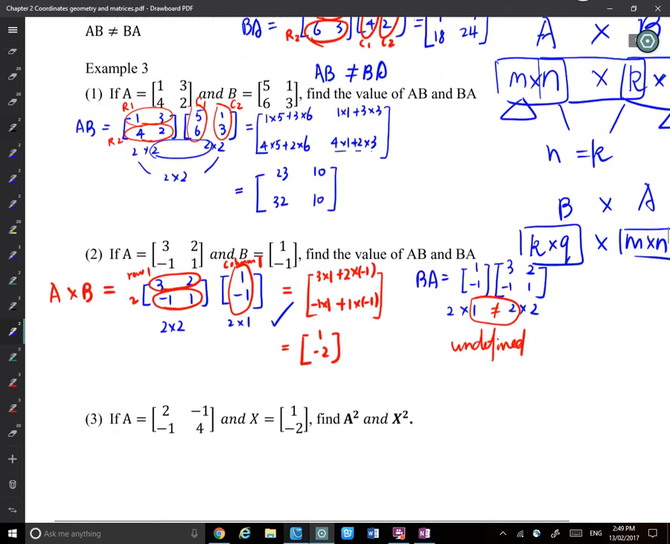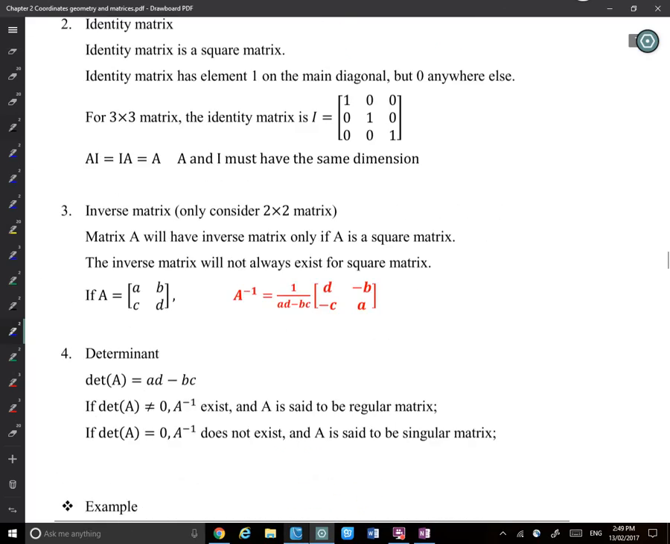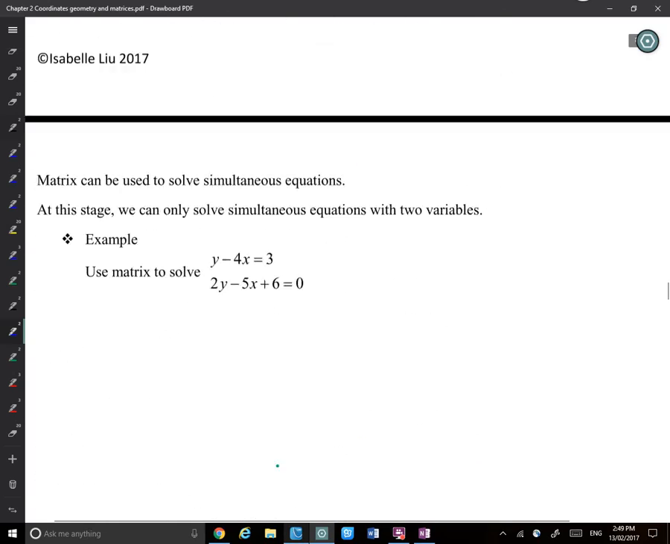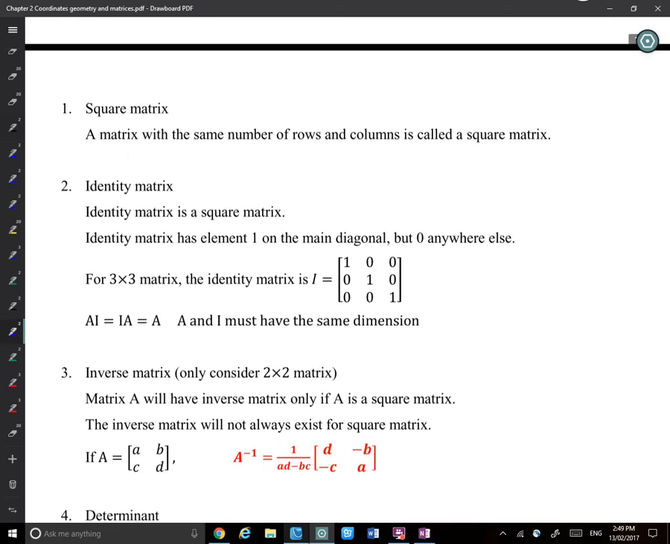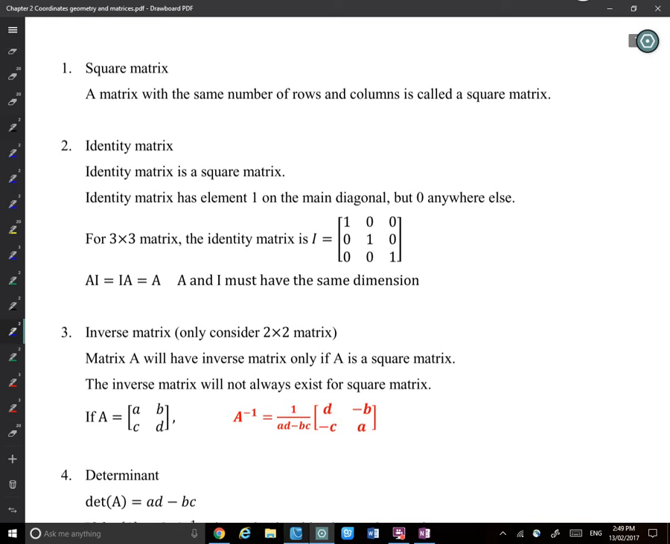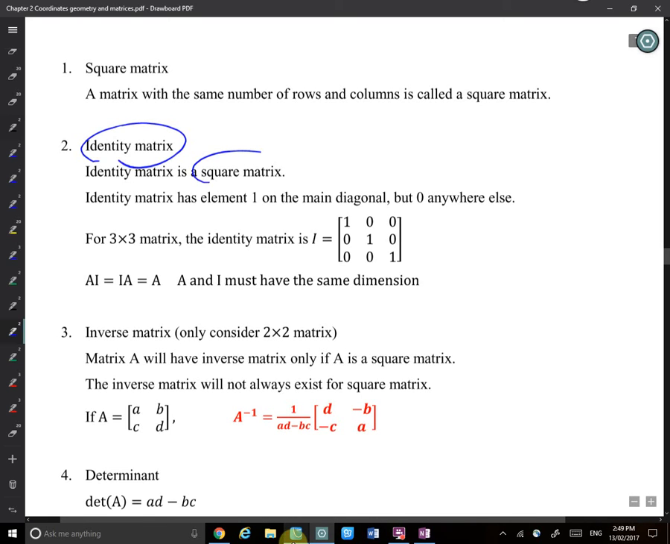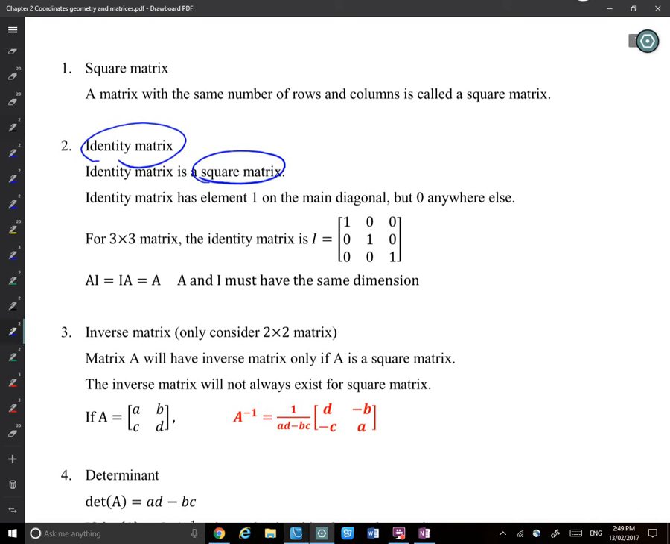Okay, enough examples here. I'm not going to show more and I'll go to the next page. I need to finish the next two pages. Square matrix. So what is a square matrix? Square matrices have the same number of rows and columns: 1 times 1, 2 times 2, 3 times 3, those kinds of matrices. An identity matrix is a square matrix. First of all it needs to be a square matrix, otherwise it cannot be an identity matrix. An identity matrix has the element 1 on the main diagonal but 0 anywhere else.